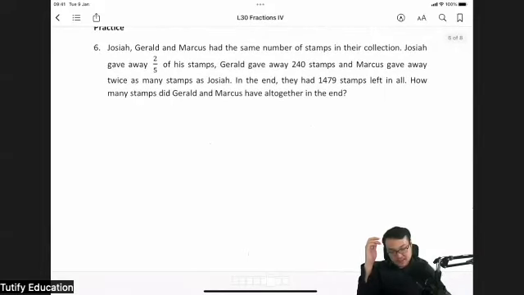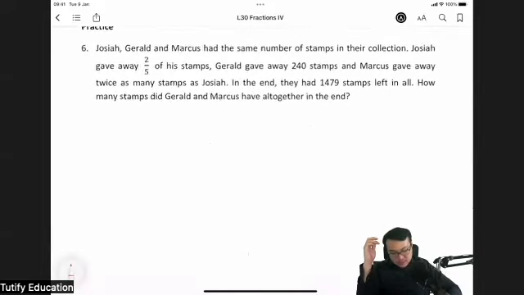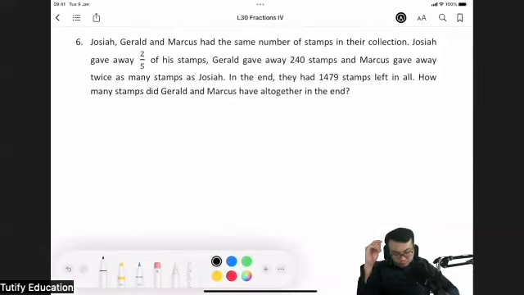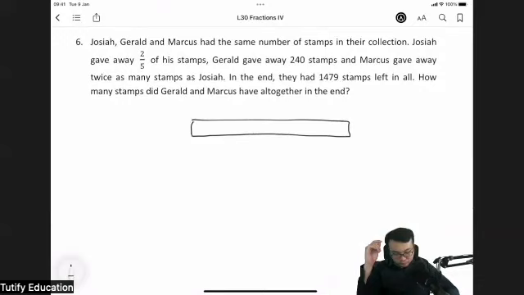Practice number 6. Josiah, Gerald, and Marcus had the same number of stamps in their collection. Josiah gave away 2/5 of his stamps. Take 10 seconds to read first.